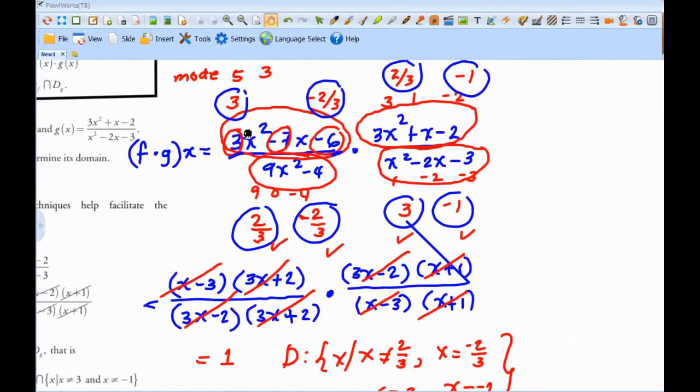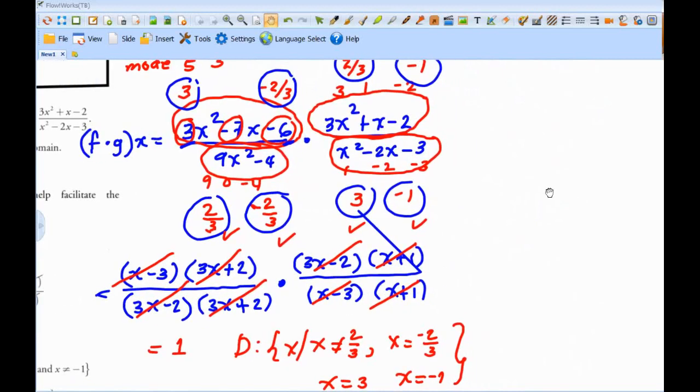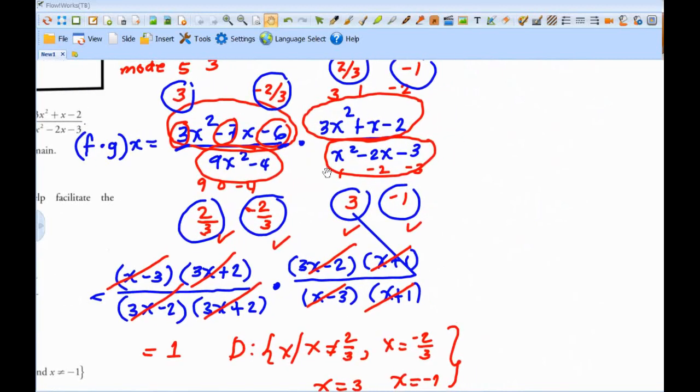What if you don't have a calculator? Sir, can we do this manually, without a calculator? Yes, of course. Let us try this.